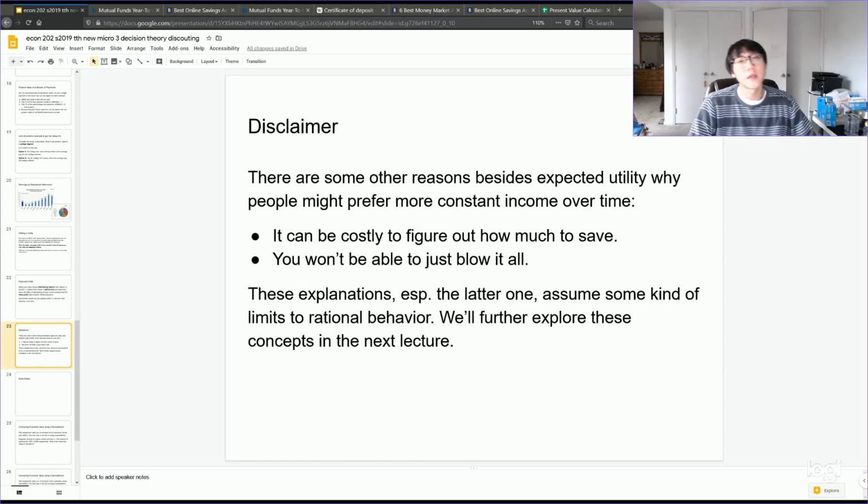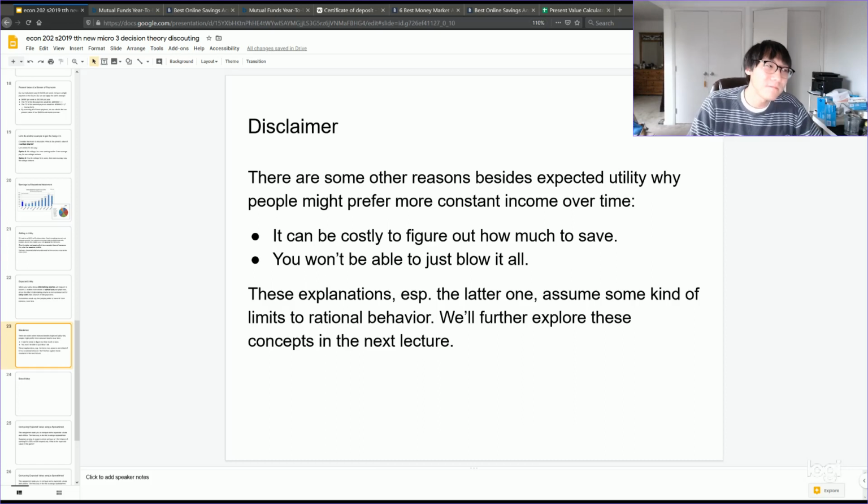Okay, so now disclaimer, there's a lot of other reasons besides this theory of expected utility why people might prefer to smooth their income, to have a more constant income over time, right? For one thing, if you get a huge lump sum payment now, it can be sort of costly to figure out how much you want to save. You probably have to talk to a financial advisor to figure out what am I going to do with this $2 million? Well, the financial advisor isn't free.